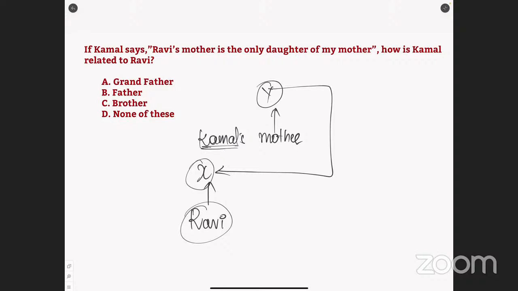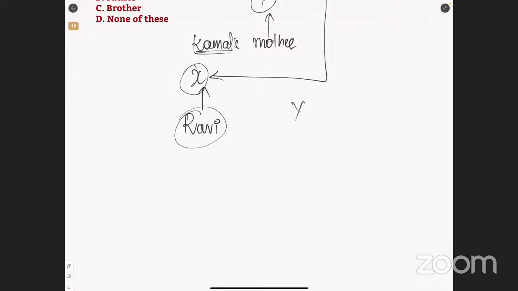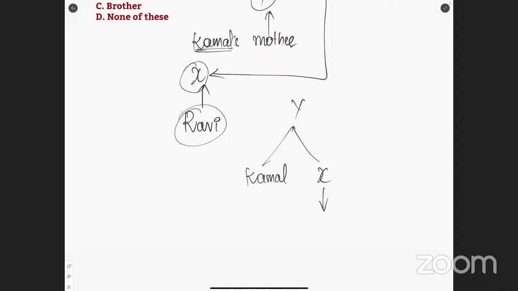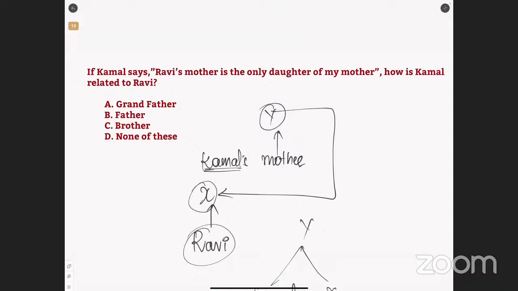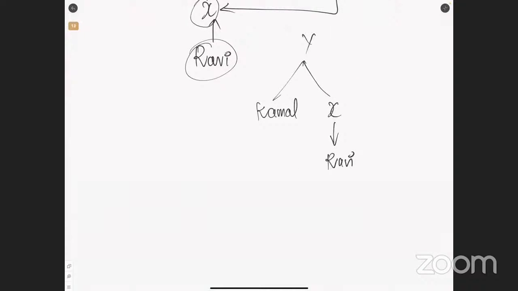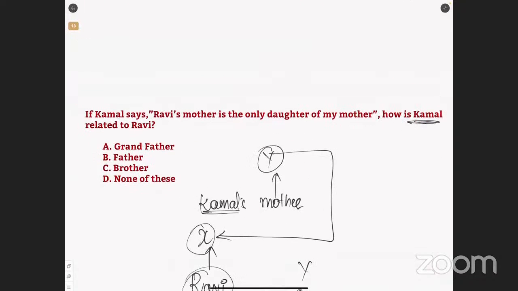Very simple. Once again, let's say Y is Kamal's mother. Y has two children. One is Kamal himself, and the other is X, who is Kamal's sister. And this Kamal's sister X has a son named Ravi. Now the question is, how is Kamal related to Ravi? So in this case, Kamal would be Ravi's uncle. So that is the thing.